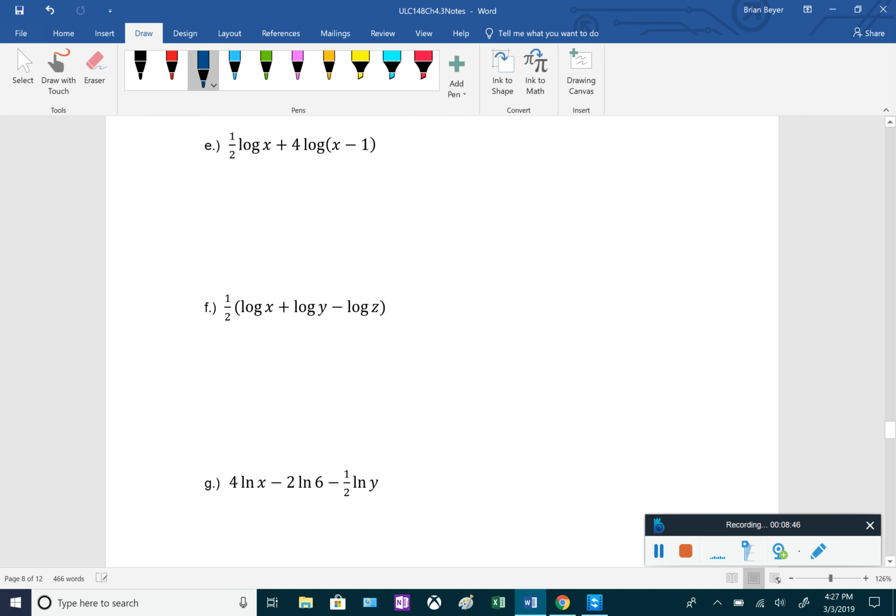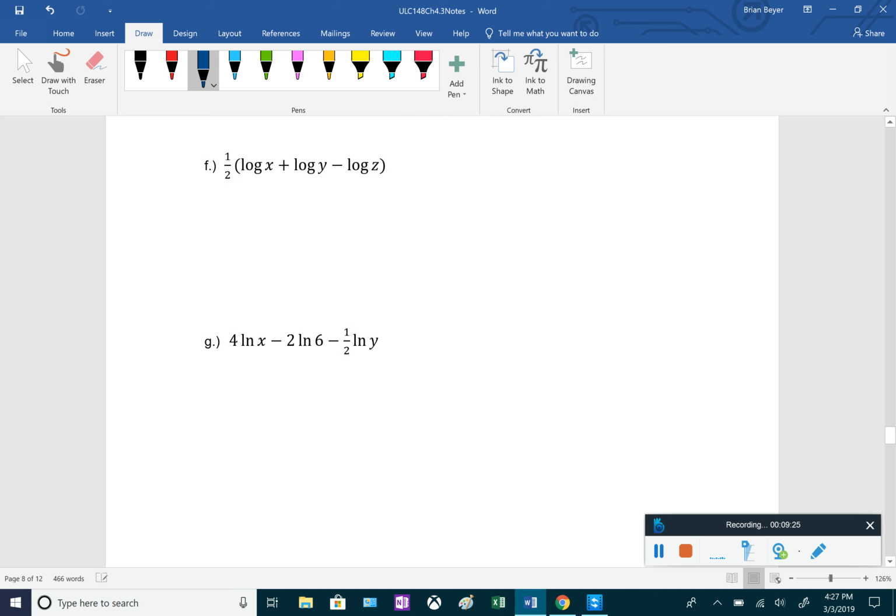We have 1/2 log x plus 4 log x minus 1. So we need coefficients of 1 first, so we need to use the power rule. So it's going to be log x to the 1/2 plus log x minus 1 to the 4th. So now we can do the product rule. So log of, instead of the 1/2 power, I'm just going to write it as the square root of x. It really doesn't matter though. Times x minus 1 to the 4th. So that's product rule. They're being multiplied because they were originally being added.